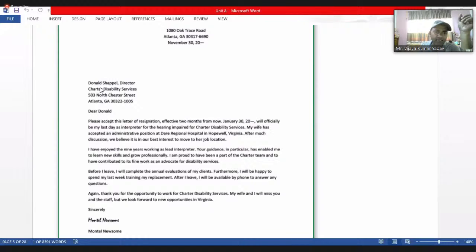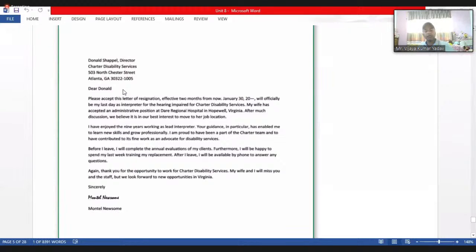Here what is given? The first name is given. Now tell me, why here the first name? Why not the last name? Why is the first name given here? Dear Donald. Because see, you are a job holder there, right? And when you start your job, slowly and gradually, you become familiar with the person. You become familiar with the director, the manager, the chairperson or other people, isn't it? Right? So that's why.